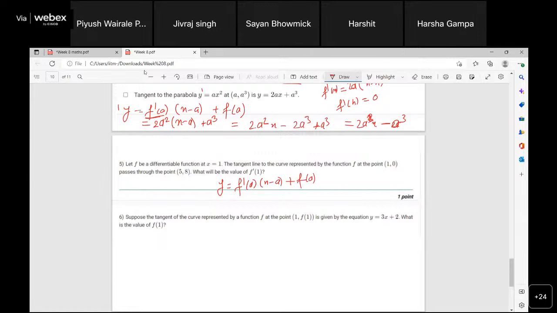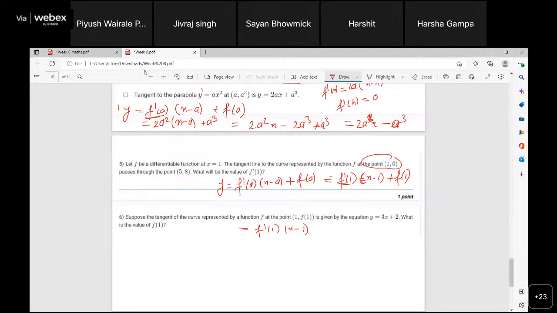So for f of a, just put a equals 1. So f dash of 1 times (x minus 1) plus f of 1. What is f dash of 1? We have to find that out. We can do x minus 1. So what is f of 1 here? What is the value?